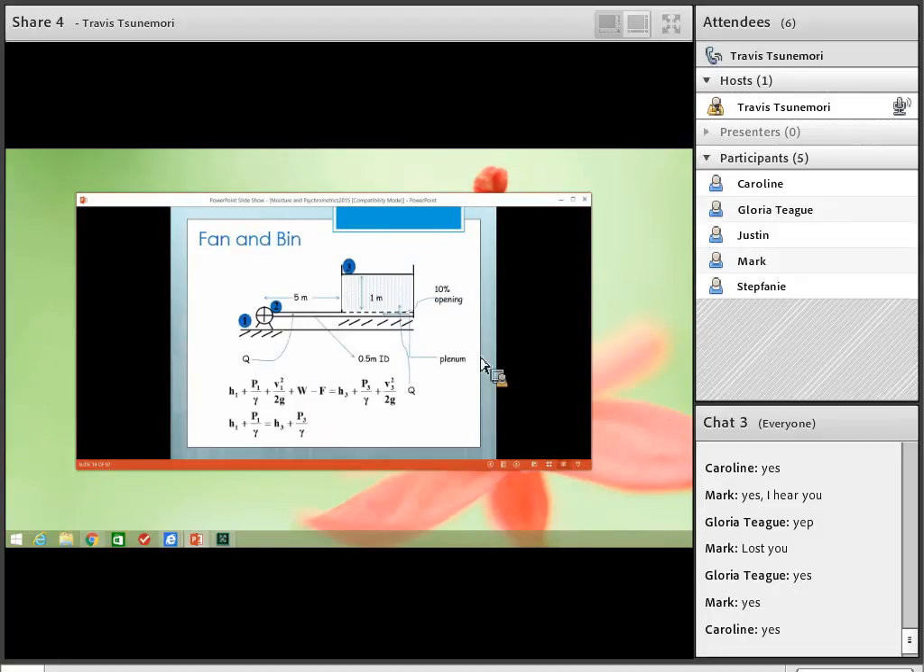So here is a schematic of what that problem said. We know our Q, 4 meters cubed per second. The length of that pipe is 5 meters. We have 1 meter depth of grain in the bin, definitely not to scale. The pipe is a 0.5 meter inner diameter. The floor has 10% openings.